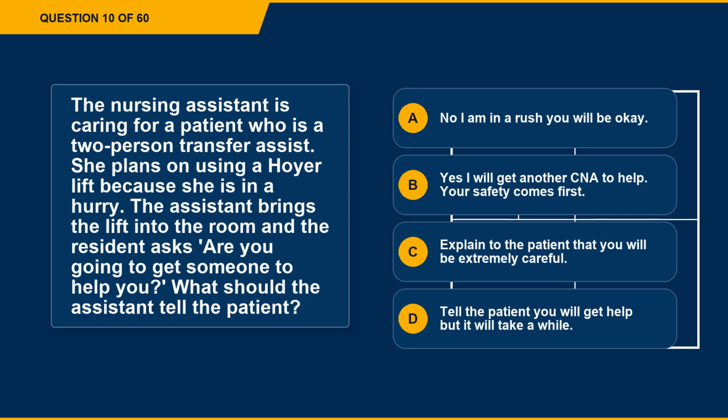Question 10. The nursing assistant is caring for a patient who is a two-person transfer assist. She plans on using a Hoyer lift because she is in a hurry. The assistant brings the lift into the room and the resident asks, "Are you going to get someone to help you?" What should the assistant tell the patient? Option A. No, I am in a rush, you will be okay. Option B. Yes, I will get another CNA to help. Your safety comes first. Option C. Explain to the patient that you will be extremely careful. Option D. Tell the patient you will get help but it will take a while.